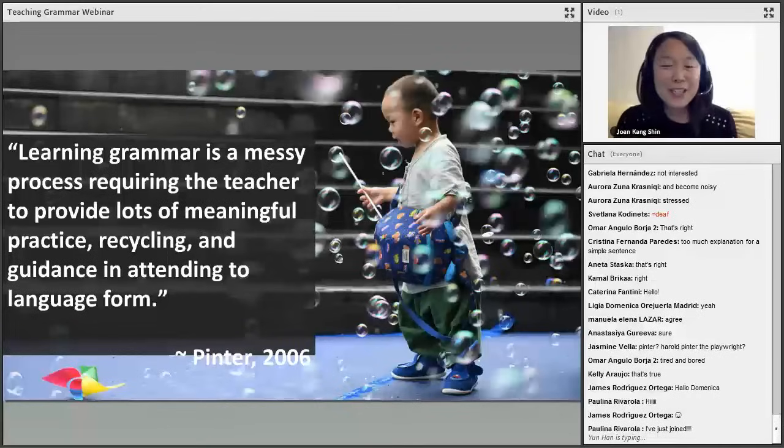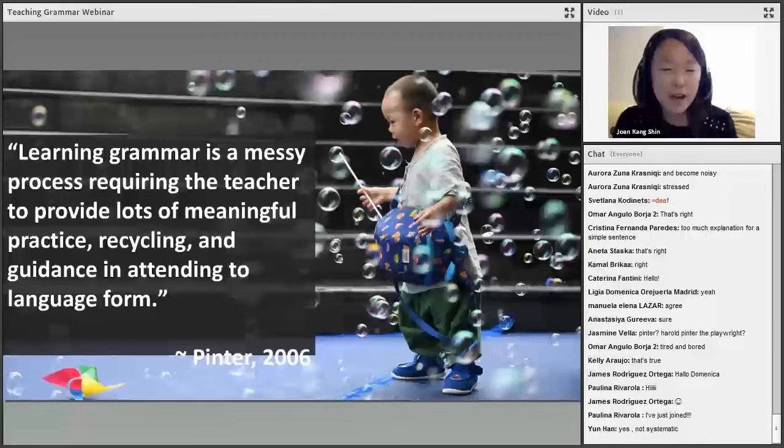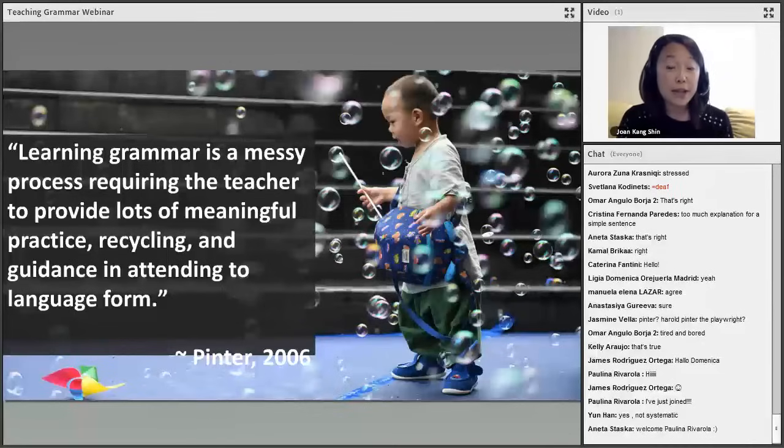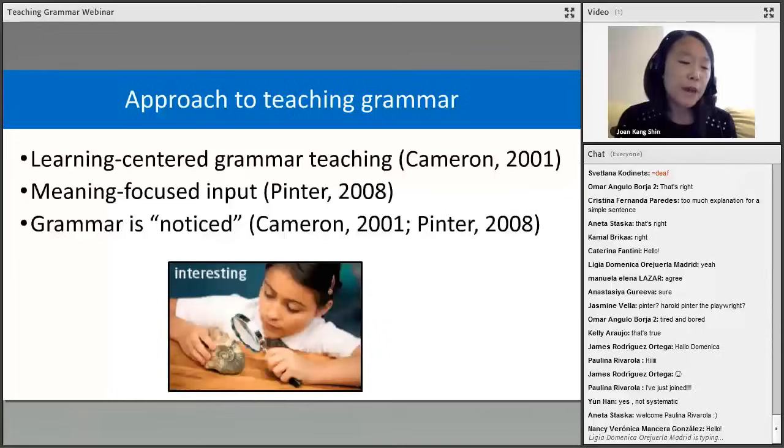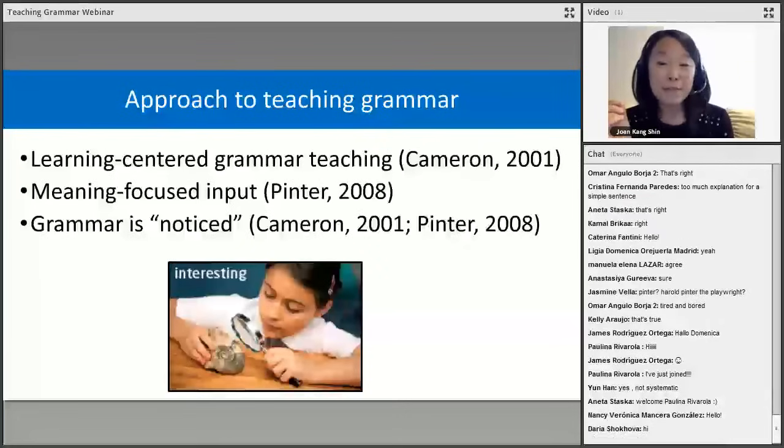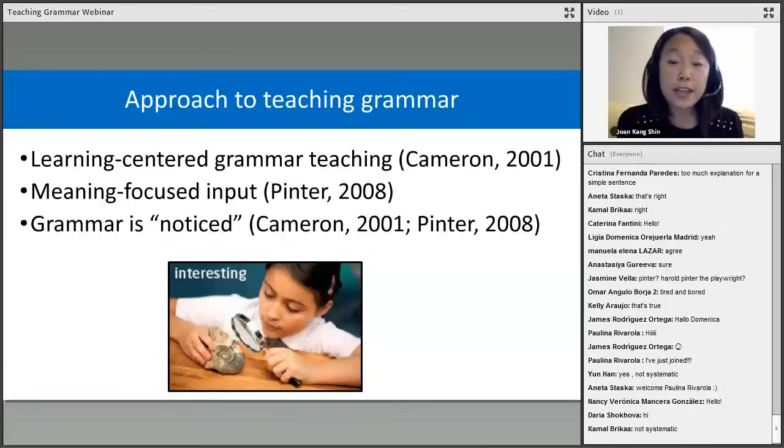So, the teacher should expose children to language in authentic and meaningful contexts and use repetition and recycling in order to improve young learners' ability to understand the new language structures and use them correctly. So, to sum up where we are now, the approach to teaching grammar, right? We want to make sure it's learning-centered. Meaning it matches the way students learn, right? Active, interactive, and meaningful.